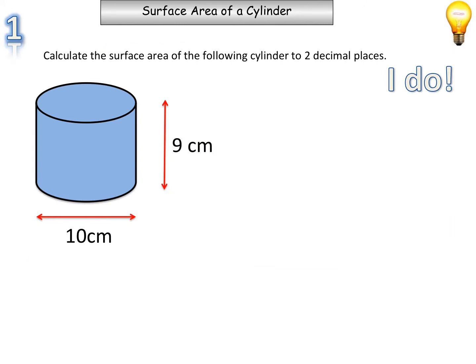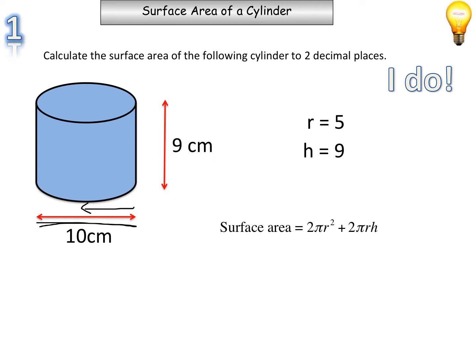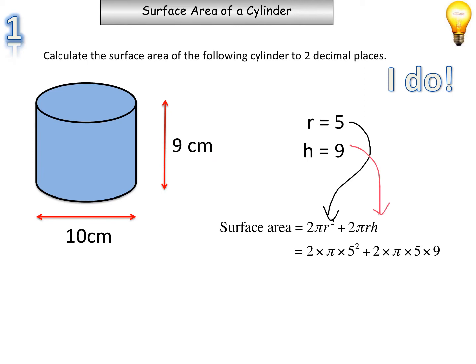Okay, question 1. Calculate the surface area of this following cylinder. Here's our formula for the total surface area of that cylinder, 2 pi r squared plus 2 pi r h. The radius in this case is a half of that 10, which is 5, so r equals 5, and the height is 9 centimeters.